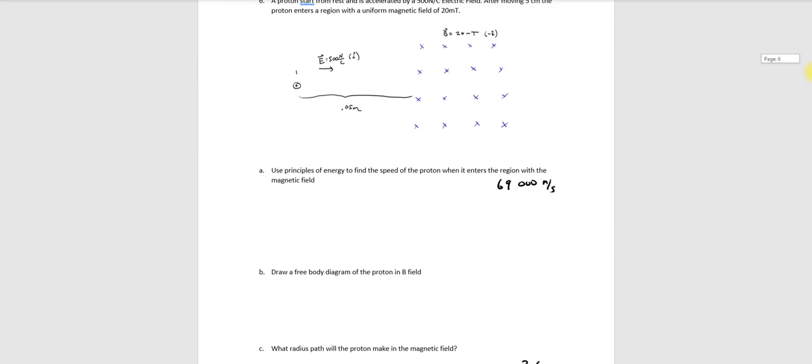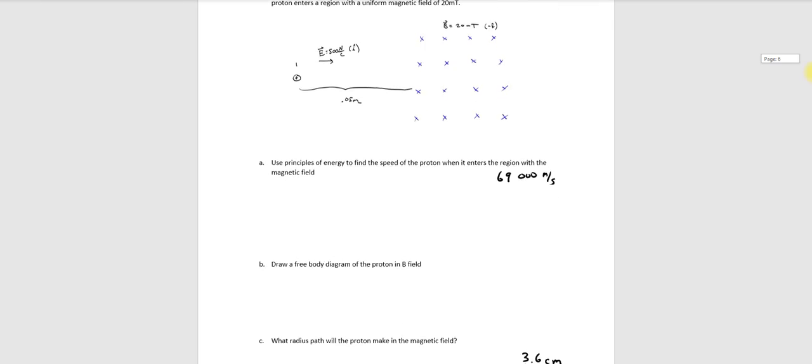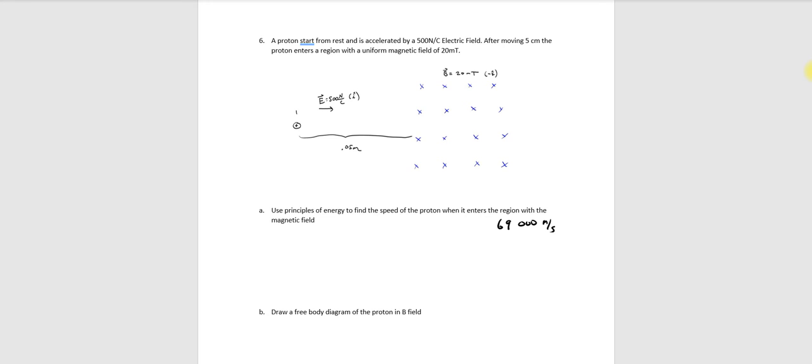Let's chat about number 6. Okay, so a proton starts from rest. There it is, right there. That's what we're talking about. And it's accelerated by a 500 Newton per Coulomb field over this region right here. Let's see, part A, use principles of energy to find the speed of the proton when it enters this region right here where there's a magnetic field.